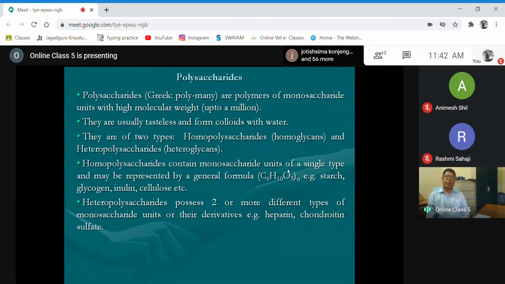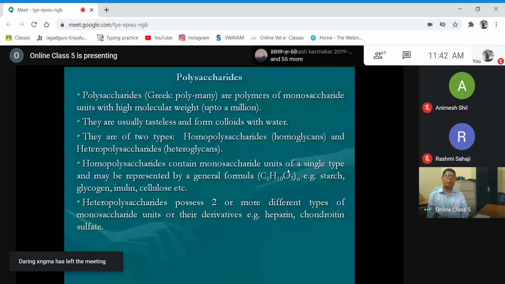Okay, there are 2 types. One is the homopolysaccharides, also called homoglycans, where the monosaccharide unit is the same. Suppose all the monosaccharide or monomeric units are glucose or fructose, then it will be a homopolysaccharide. It means only one type of monosaccharide is involved in the formation of the polysaccharide.